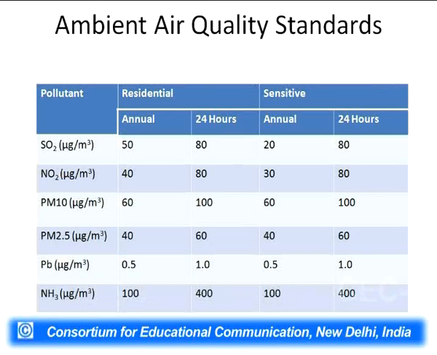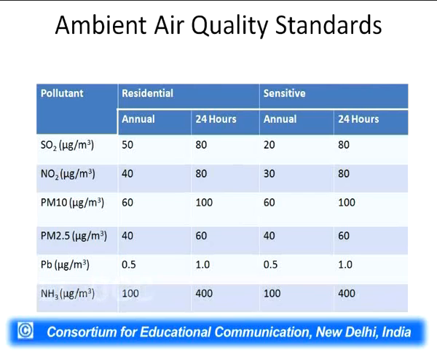Now, after these criteria pollutants, we can discuss the standards that have been prescribed by the Government of India. The Government of India's nodal agency is the Central Pollution Control Board, which is also known as the regulatory authority as far as pollution in India is concerned. They have prescribed standards for the different criteria pollutants like sulfur dioxide, nitrogen dioxide, PM10, PM2.5, Pb and NH3 here. They have divided the places into two categories, residential area and sensitive area. As far as concentration is concerned, they have also divided it into two categories: one is annual, another is 24 hours, or we can say one is the 1 year average and the other is daily.